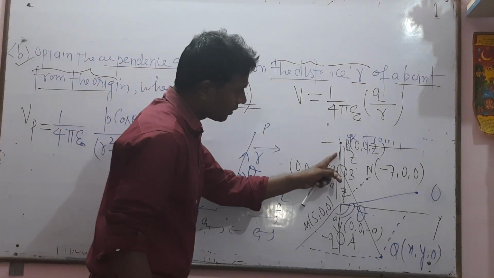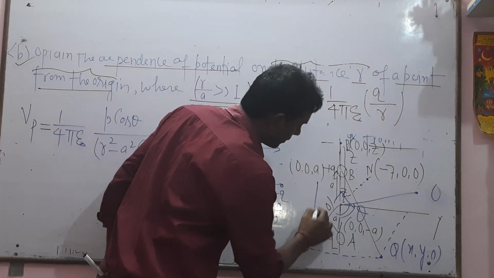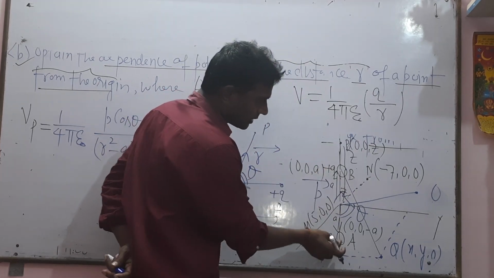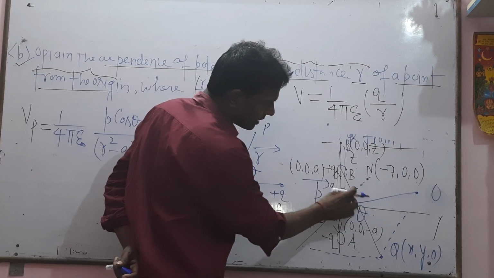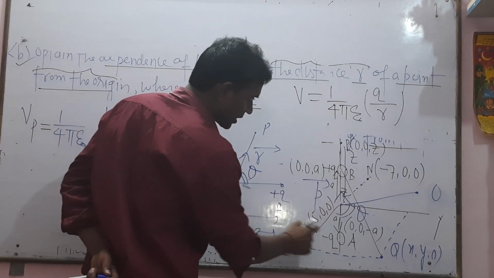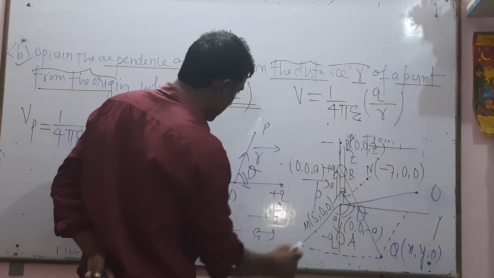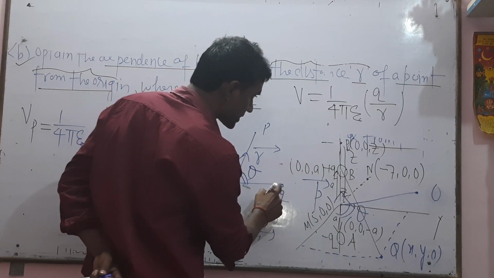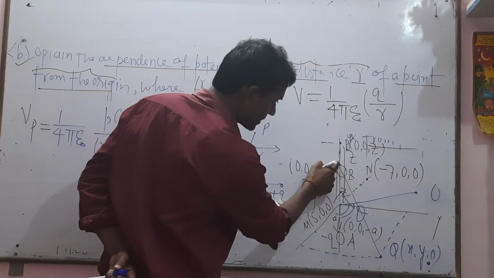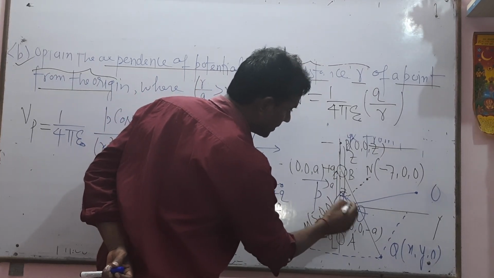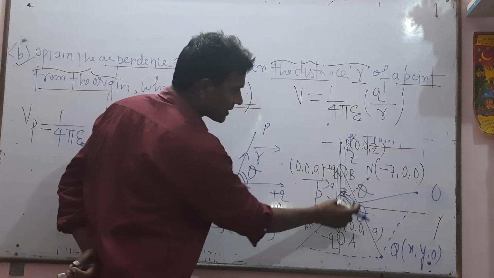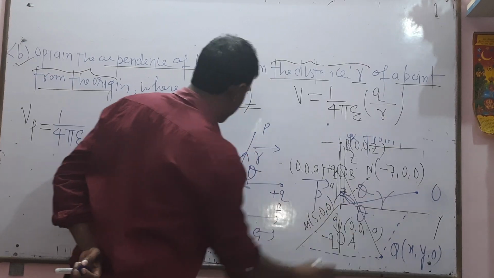This is minus q, plus q. The electric dipole direction is from the minus charge to the plus charge, and that is the angle theta. So from minus to plus, this angle is theta, and this is the distance r.